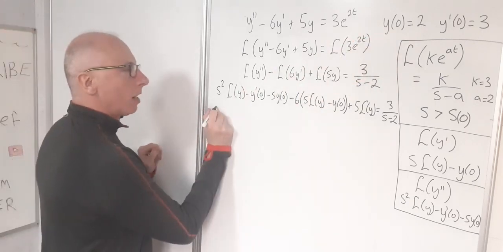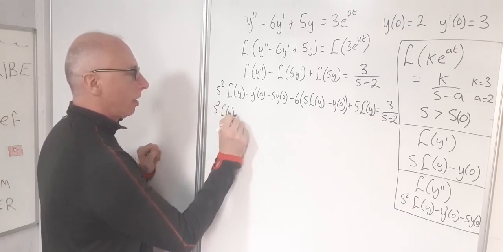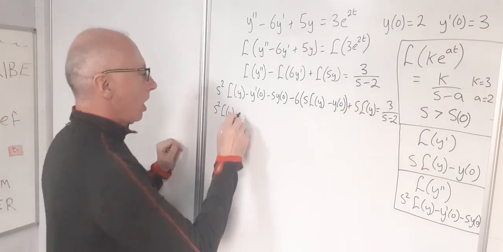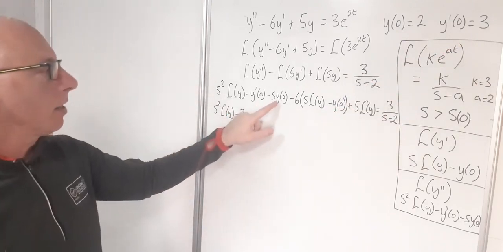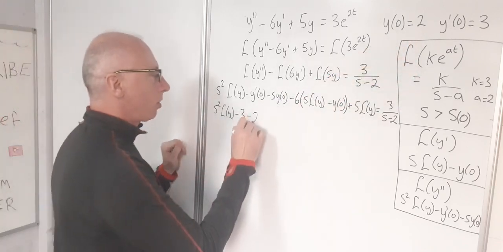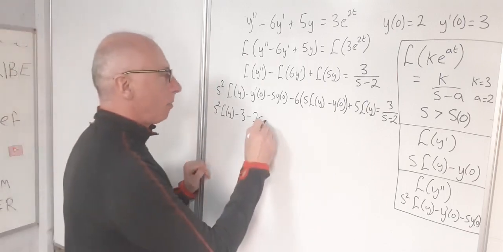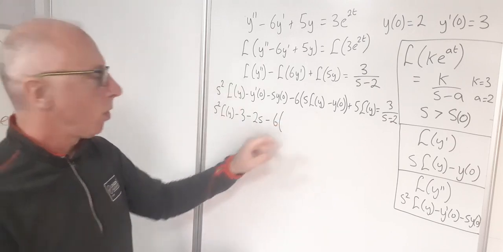So now I've got s squared Laplace of y minus the first derivative at 0, which is 3. So that we can just substitute it in, and then I've got minus s times the value at 0 for the function, which is 2, so that's just minus 2s. Okay, now let's take care of this one here. So now I've got minus 6 times s Laplace of y.